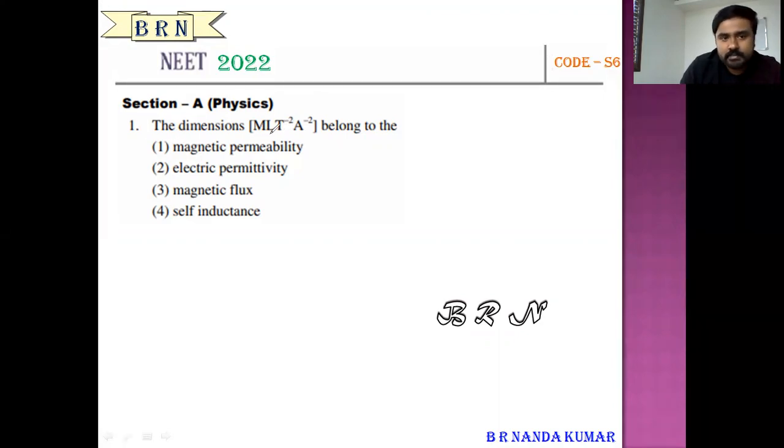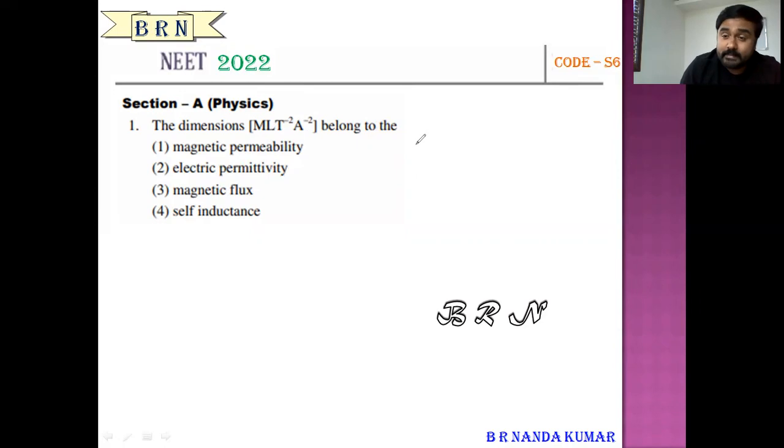The dimensions 1 in mass, 1 in length, -2 in time, -2 in ampere belong to the magnetic permeability, electric permittivity, magnetic flux, self-inductance, they have given. Okay. So first, let us find out what the dimensions of magnetic permeability are.